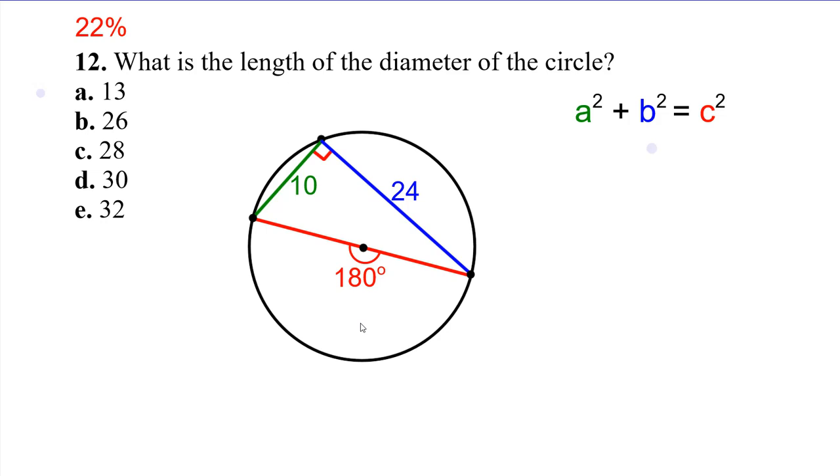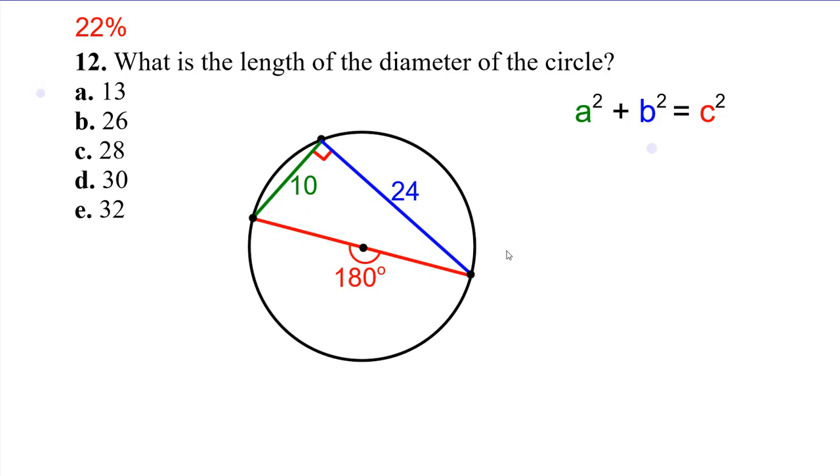Only 22% of you guys missed this, so that's good. What's the length of a diameter in the circle? So this is Thales' theorem. Remember, any right triangle with the hypotenuse as the diameter is going to be found with a third point, the third vertex, somewhere on the semicircle. We know this is a diameter, so it's 180 degrees. So the inscribed angle is half of that, which is 90. So it is a right triangle.